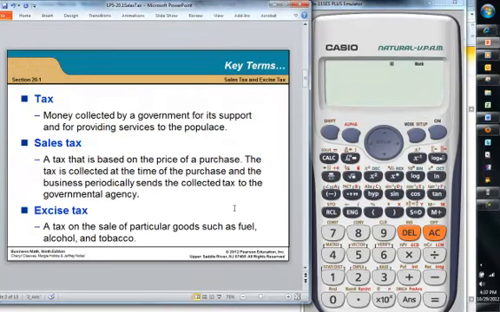All right. Tax then is money that's collected by a government for its support and for providing services to the people. A sales tax is a tax that is based on the price of a purchase. The tax is collected at the time of the purchase, and the business periodically sends the collected tax to the government. An excise tax is an extra tax, such as on food, alcohol, and tobacco, and Wisconsin has all three of those excise taxes.